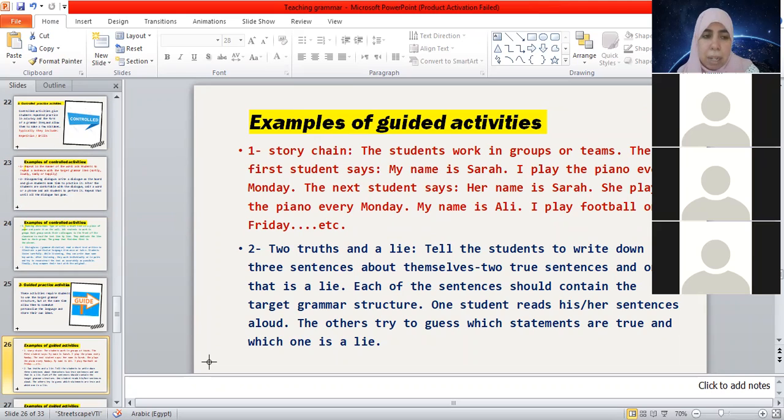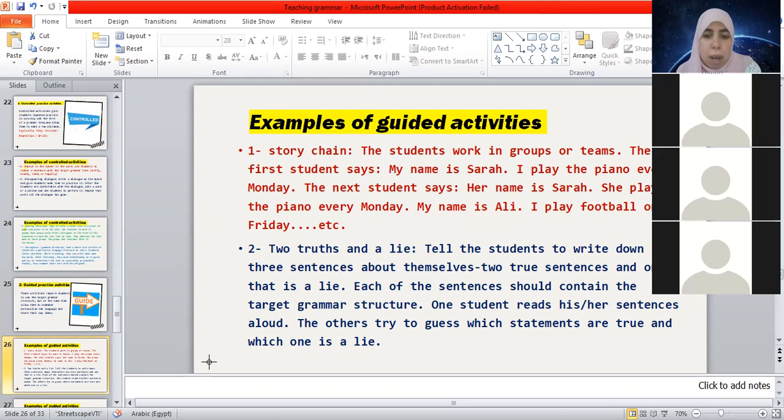You tell your students to write down 3 statements about themselves. 2 of them are true and 1 is a lie, is false. After that, each student will stand up and tell us the 3 sentences about him or herself. The other students try to guess which one is a lie. And here they have to use the target grammar structure.